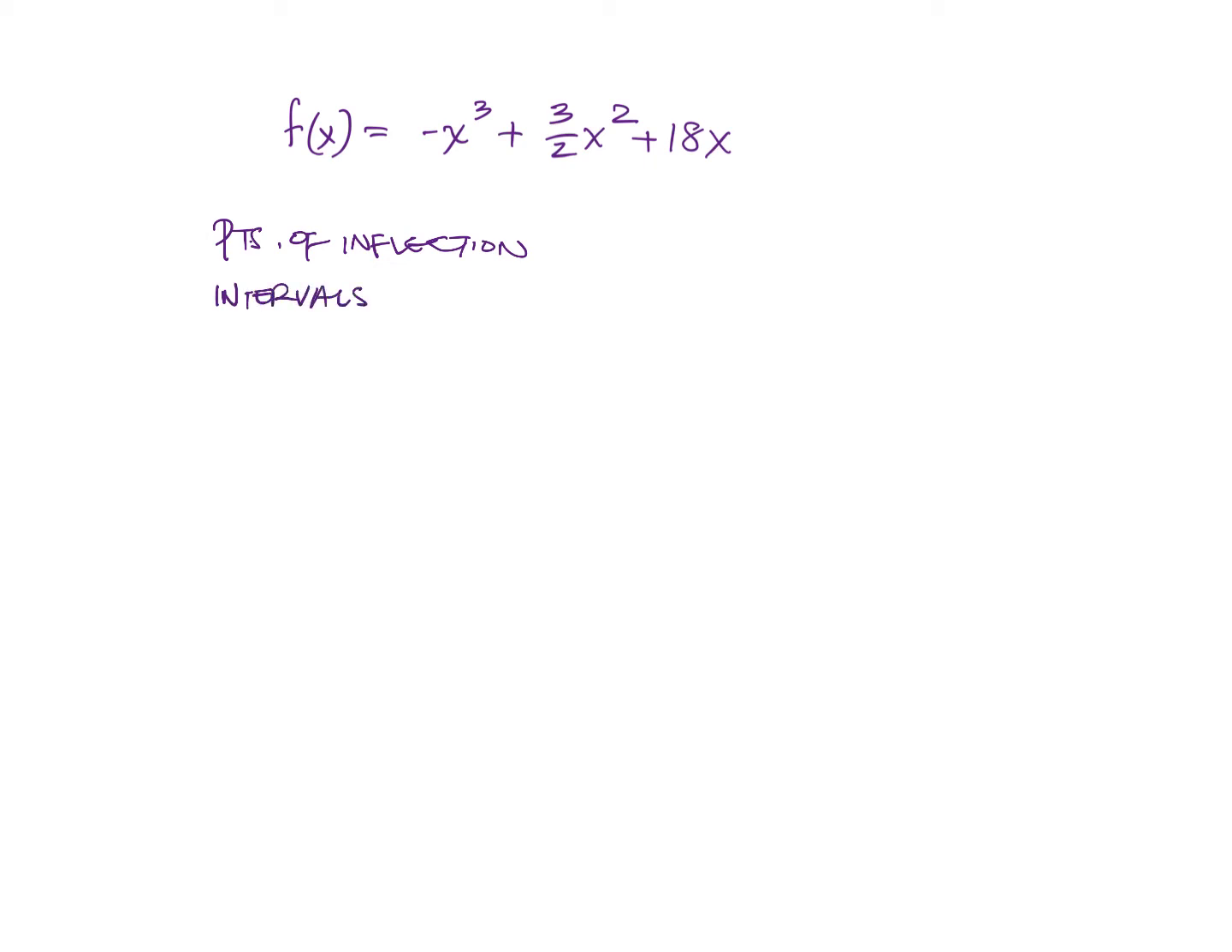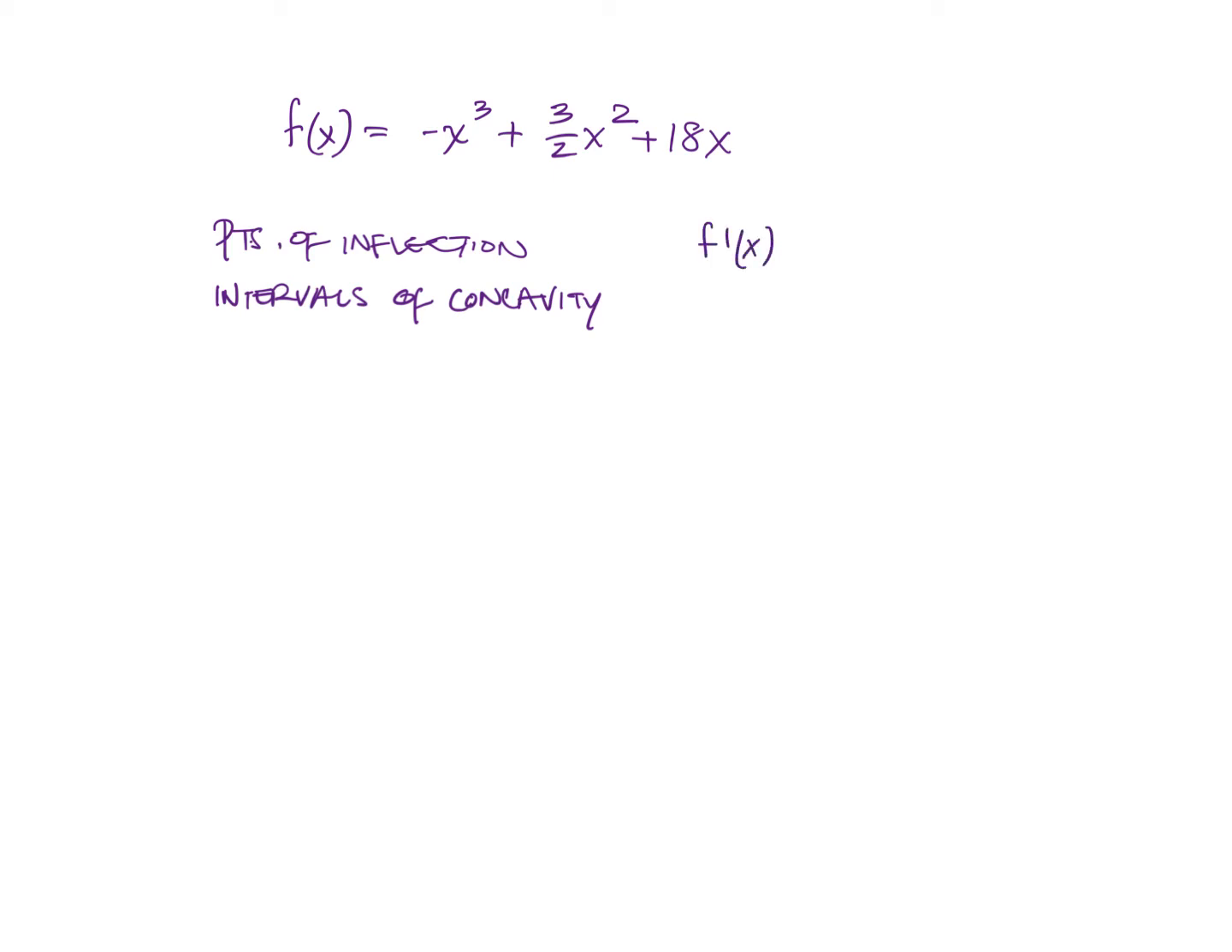So let's look at the example that we looked at in our last video, and that was f of x is equal to negative x cubed plus 3/2 x squared plus 18x. And what I want you to do is find points of inflection and intervals of concavity. So intervals where we have concave up and intervals where we have concave down. And so remember, we said that where the second derivative was equal to 0, those are possible points of inflection. So let's go ahead and find the second derivative.